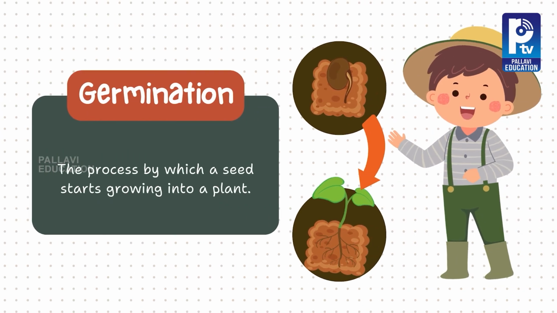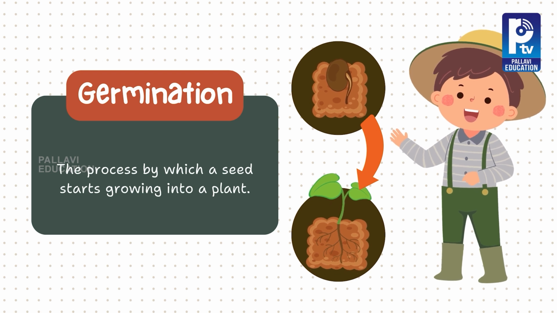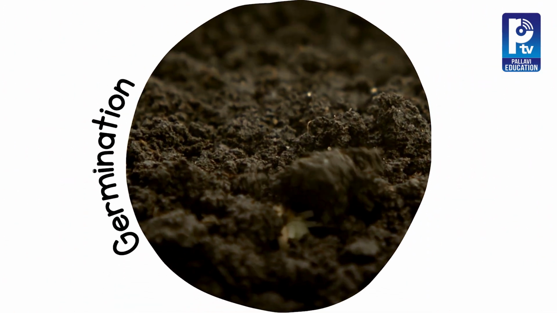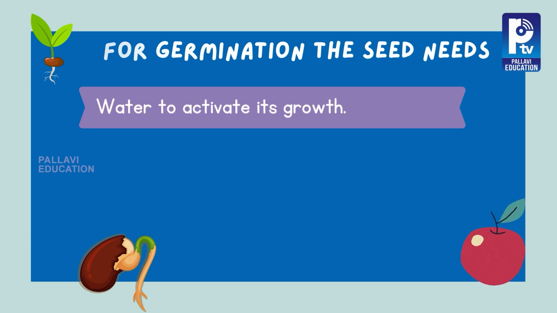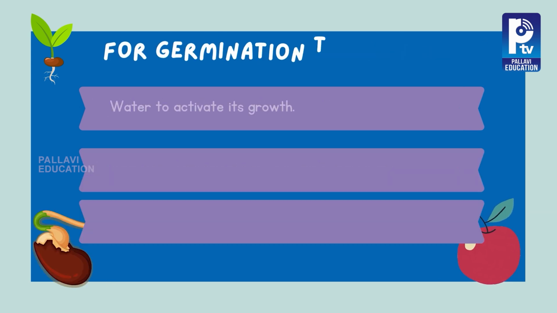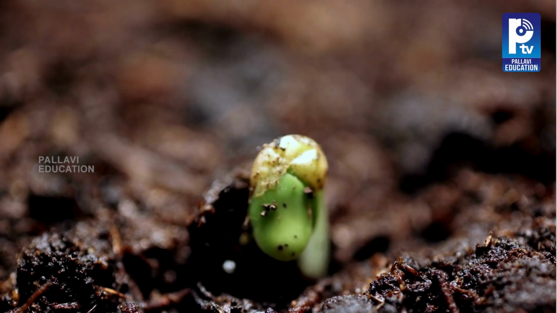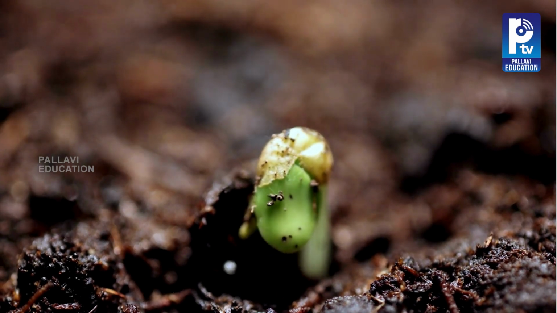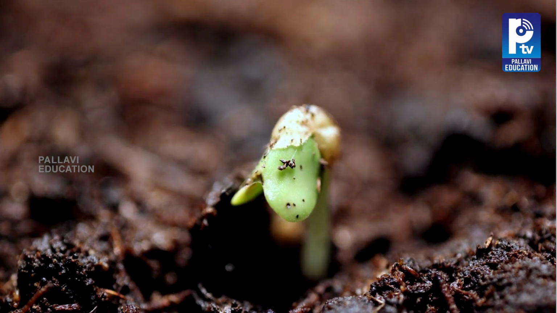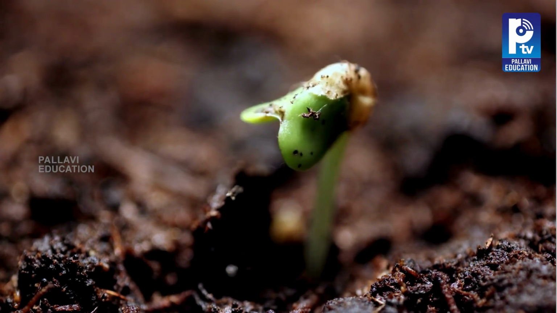Now, let's talk about germination, the process by which a seed starts growing into a plant. For this to happen, the seed needs water to activate its growth, oxygen for respiration and energy, warmth to support the development of the embryo. With the right conditions, the seed will sprout, grow roots, and push a tiny shoot above the ground, beginning its journey into a full-grown plant.